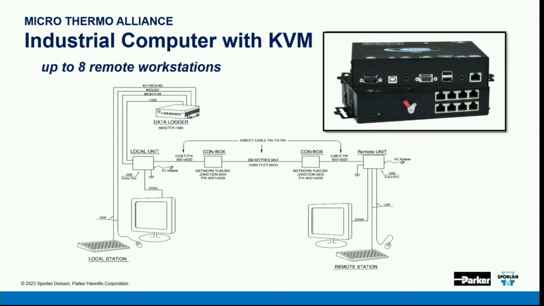Now, what if you need more than one station? You can have one, you can have 4, or you can have 8. We call it a KVM, and it simply connects to the peripherals from the data logger, and then it gives you a local unit, and you can have up to 8 remote stations. Industrial applications usually use this big boy, and you're allowed to be 1,000 feet away, okay? So you use Cat5 or Cat6 cable, okay, and you go 1,000 feet away, and then you can have another keyboard, screen, and mouse, and have full access.